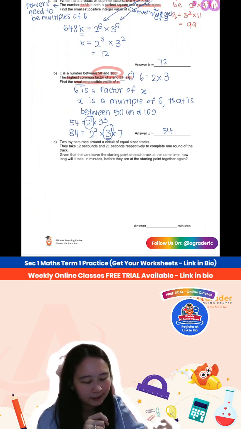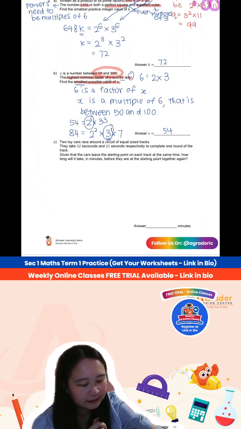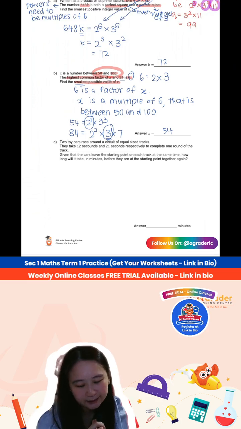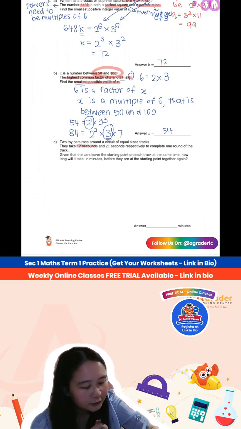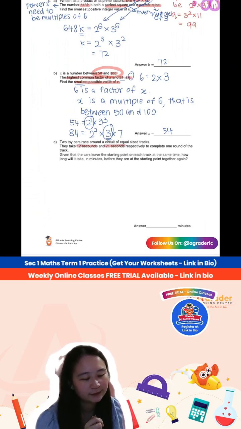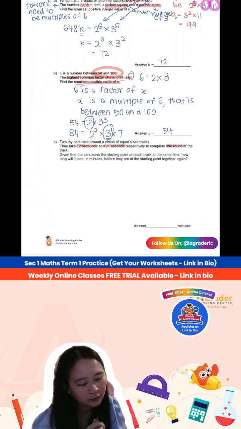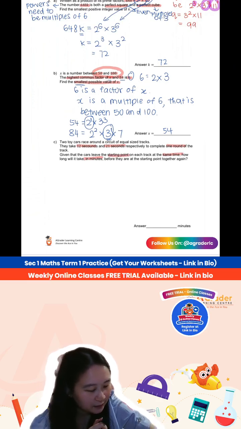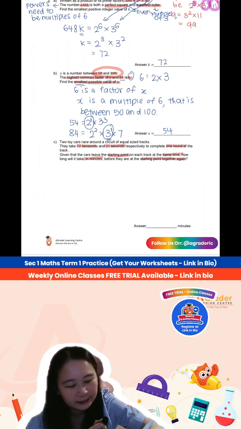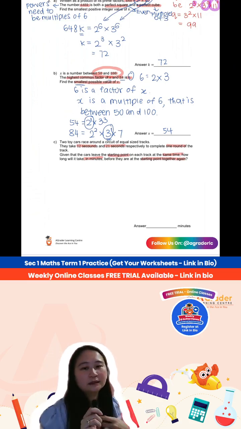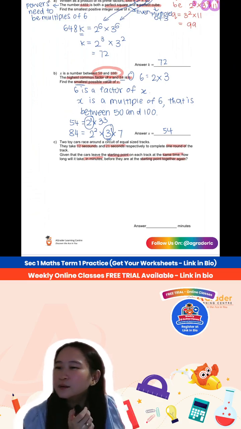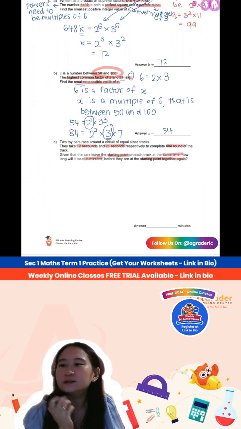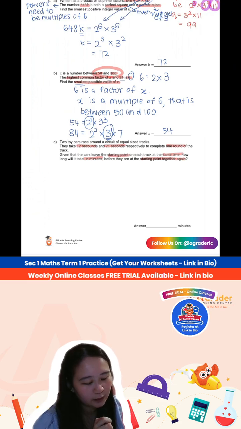Part C. Two toy cars race around a circuit of equal-sized tracks. They take 12 seconds and 21 seconds respectively to complete one round of the track. Given that the cars leave at the starting point on each track at the same time, how long will it take in minutes before they are at the starting point together again? So this is quite similar to those that you have learned in primary 4.